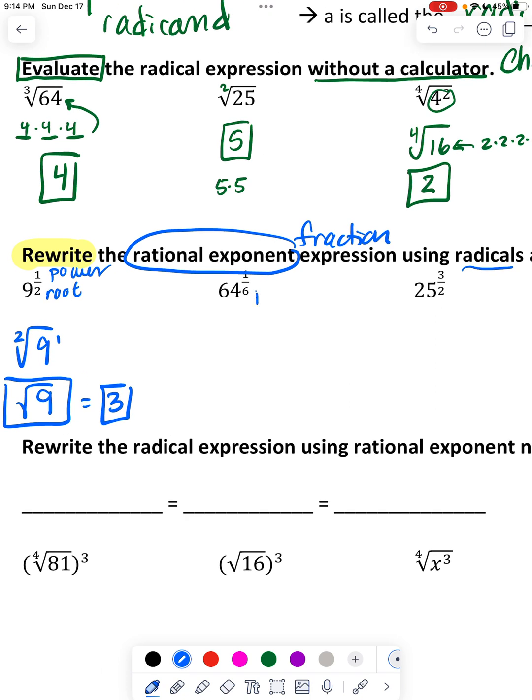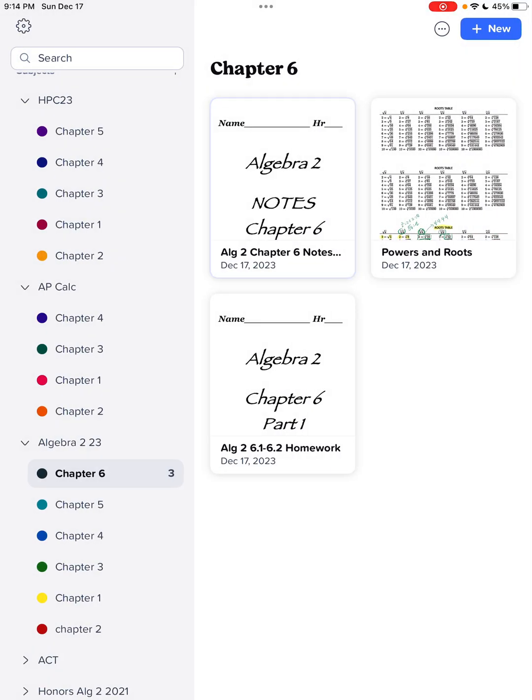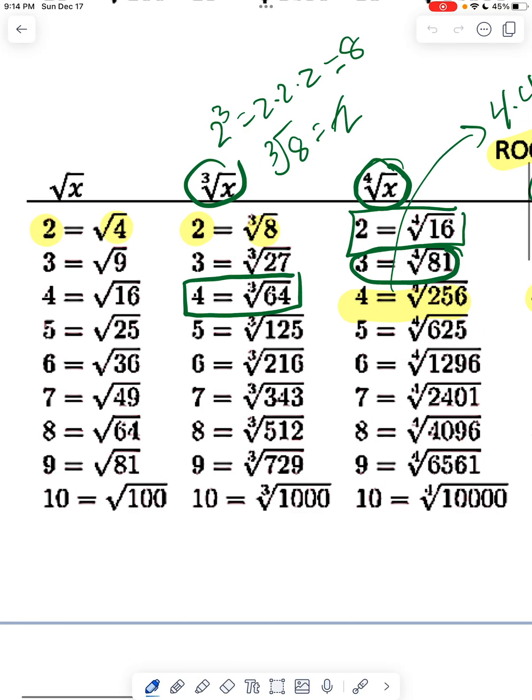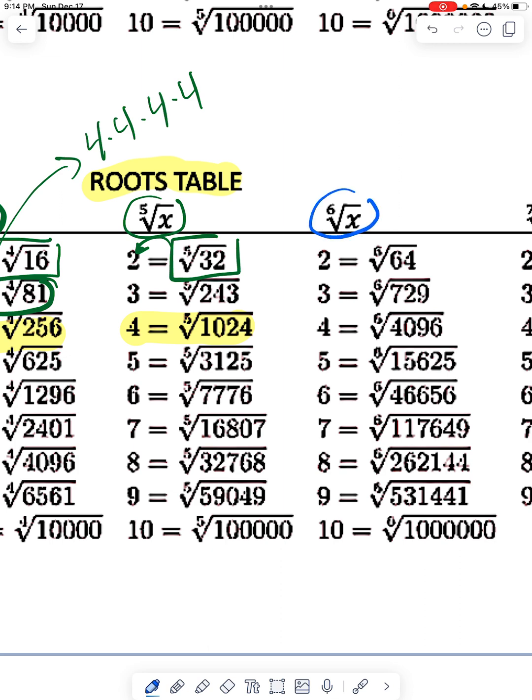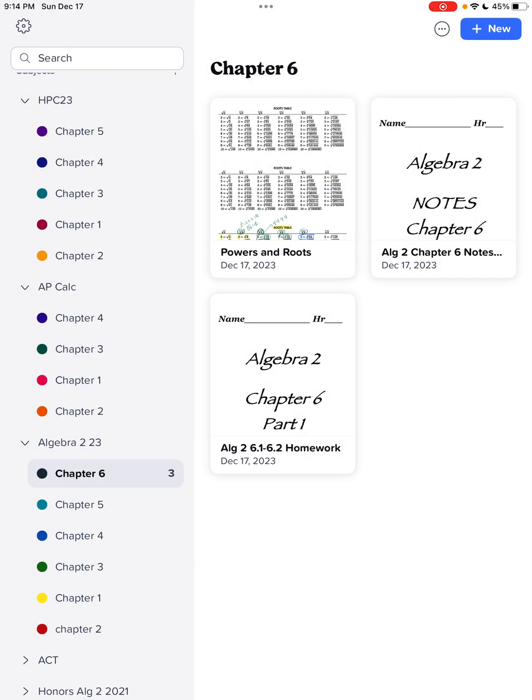So again, bottom is the root and top is the power. So I'm going to have the 6th root of 64 raised to the first power, but we don't really write it as raised to the first power, so I would just write it like that. And then I can go to my chart to evaluate that. I'm looking in my 6th root column, which is over here, and I'm looking for the 6th root of 64, so my answer again is 2.